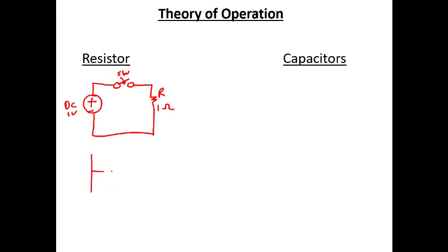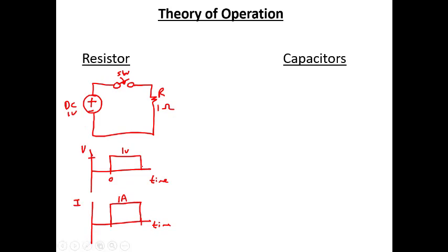What will happen is as soon as we close the switch, at this point here, and we look at voltage versus time, what we'll see for a resistor is that as soon as we close the switch, our voltage goes right up to 1 volt. And then if we open the switch, it goes back down to 0 immediately. If we looked at current, we would see the same thing. As soon as we close the switch, the current would go up to its maximum. In this case we have 1 volt and 1 ohm, so this would be 1 amp, and it would stay the same.